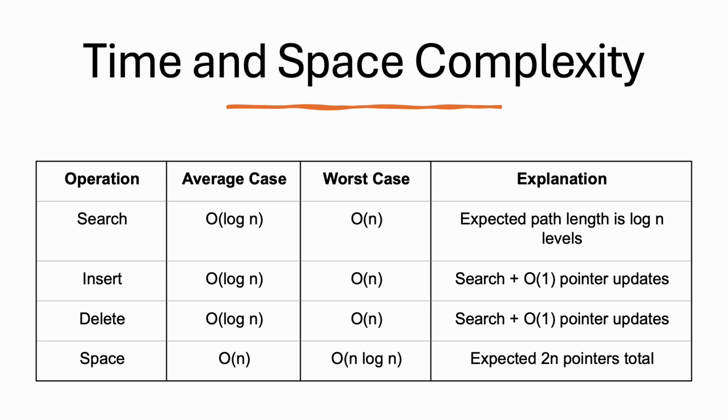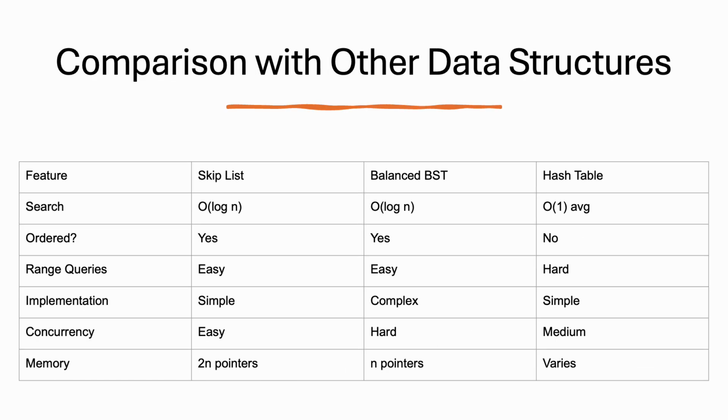Simpler structure is how it looks. Here we have the skip list, the balanced trees, and the hash tables. We compare some features like search, order, range queries, implementation, concurrency, and memory. Balanced trees have O(log n) search times, while hash tables offer O(1) average search.